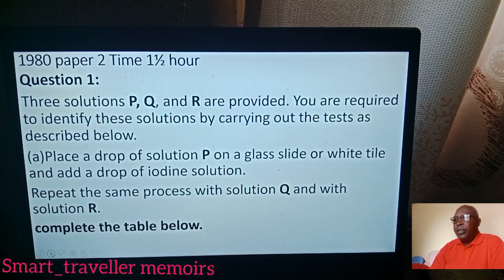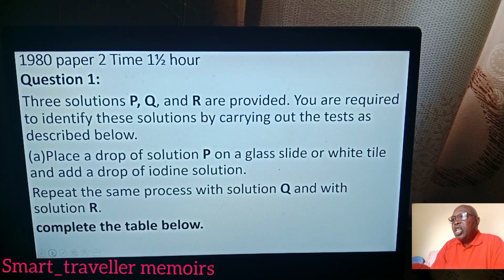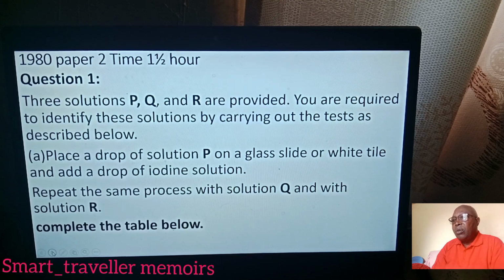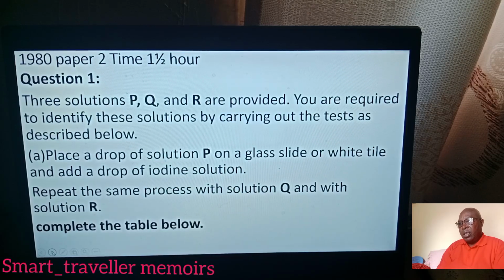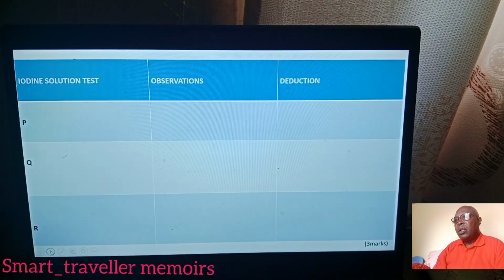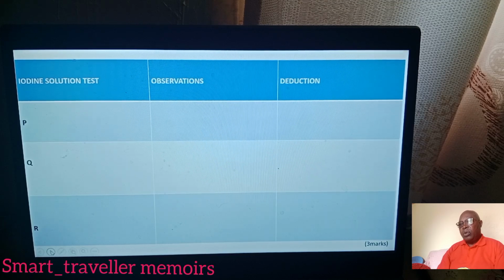Now let's come to the questions. Question 1. These solutions P, Q, and R are provided. You are required to identify these solutions by carrying out the tests as described below. In A, place a drop of solution P on a glass slide or white tile and add a drop of iodine solution. Repeat the same process with solution Q and with solution R. Complete the table below. So we have the table, and this one is the iodine solution test, where you have observations and deductions for P, Q, and R.